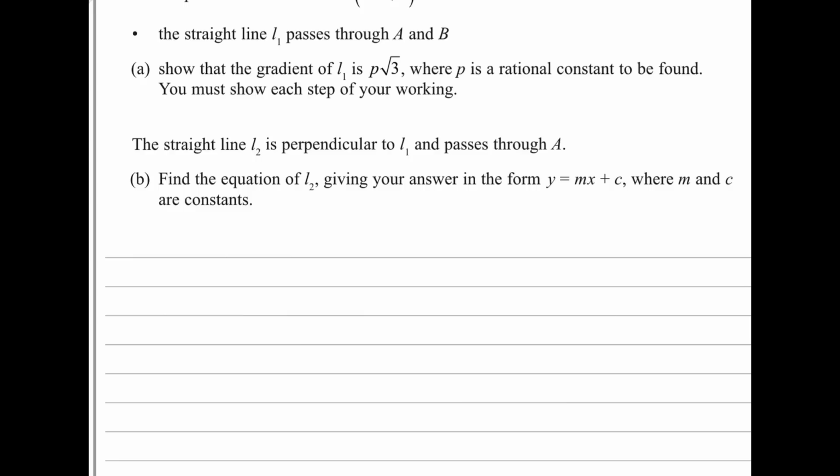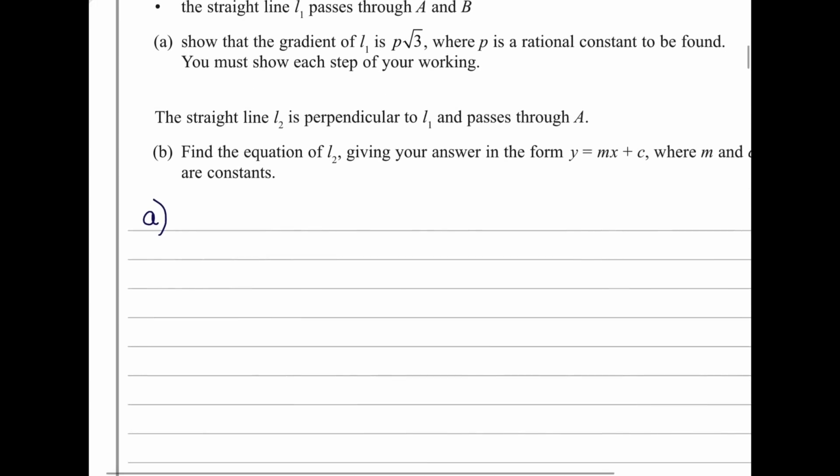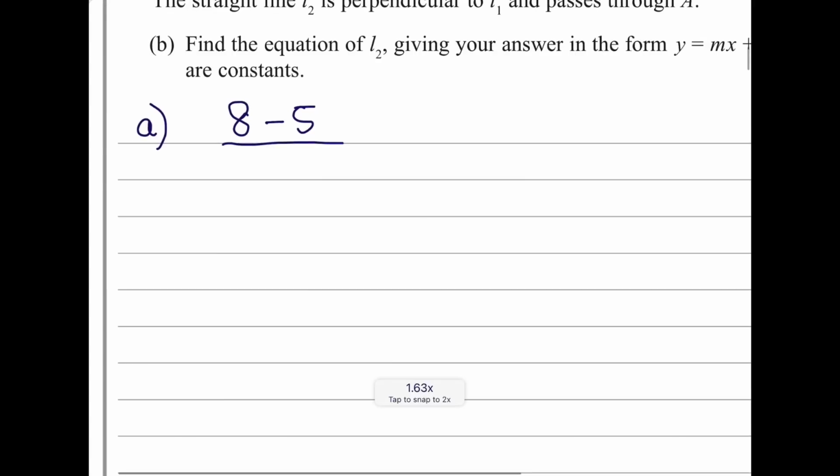So obviously the gradient is pretty easy. We're going to do y2 minus y1 over x2 minus x1. That is going to be 8 minus 5, because those are the y values, 8 and 5, over 7 root 3 minus negative 2 root 3. So 8 minus 5 is 3, and 7 root 3 plus 2 root 3 is going to be 9 root 3.